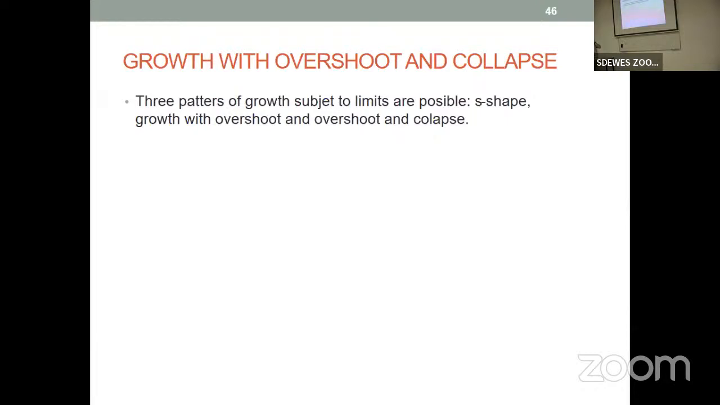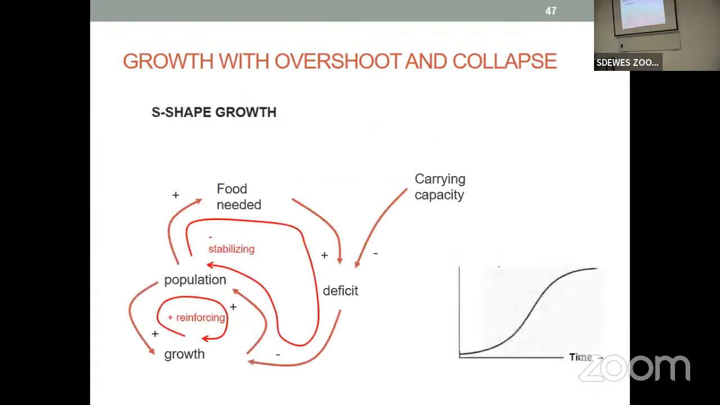So the next behavior is the growth with overshoot and collapse. I'm going to explain. This is something that maybe happens with a population in which we have also some need of food, obviously. So we have a reinforcing loop for growth: more population, more growth rate, you know. But more population will mean more deficit of food. The deficit of food will be related with the carrying capacity, and the result, as I have shown you, is a curve like that.